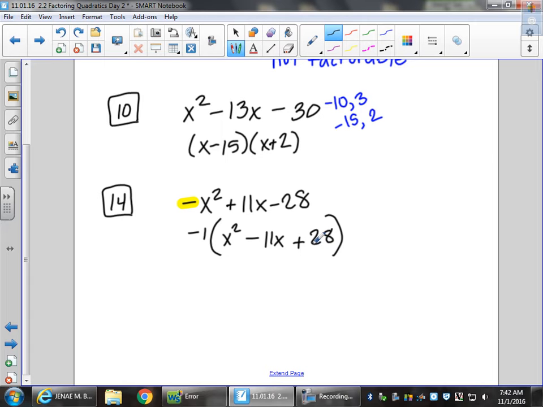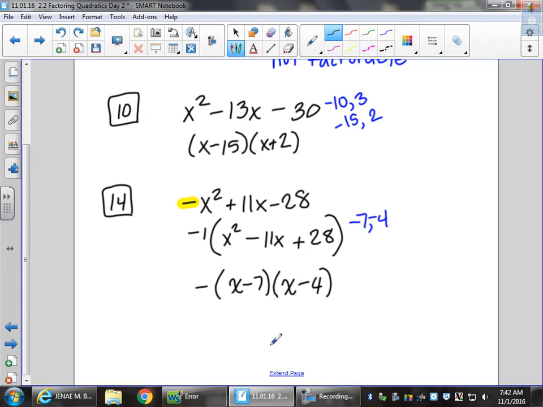And now we're just looking on the inside. We're looking for factors of 28 that add to negative 11. Good catch on that. It has to add to a negative 11. So what are we thinking for our factors of 28? 7 and 4. Now I have to multiply to a positive 28, but add to a negative 11. Both negative. Now when I write my final answer, this negative out front will stay out front. So I'm going to write negative on the outside, and then my factors are x minus 7, x minus 4.